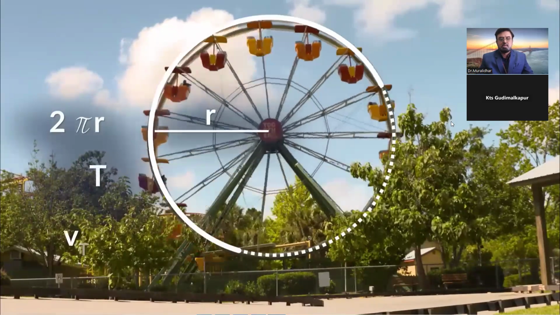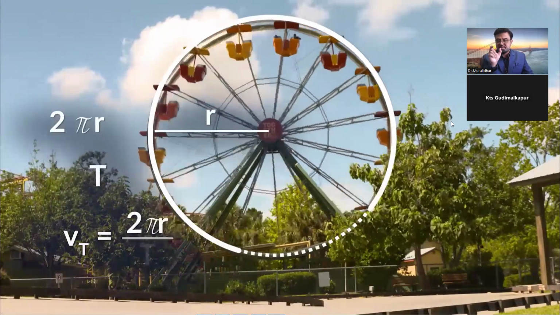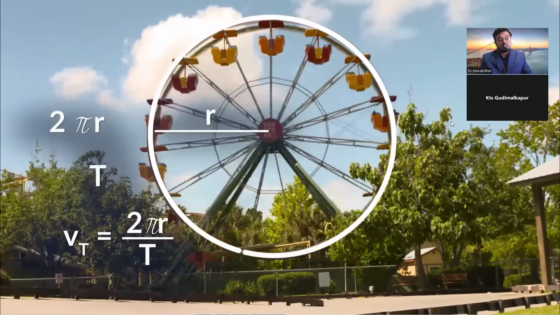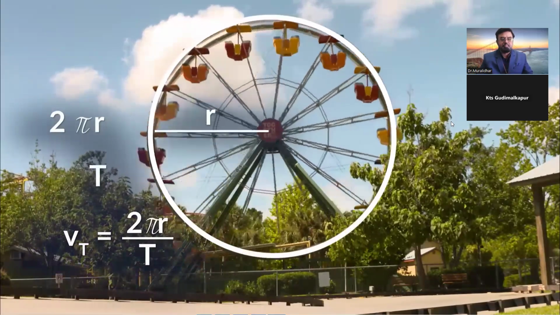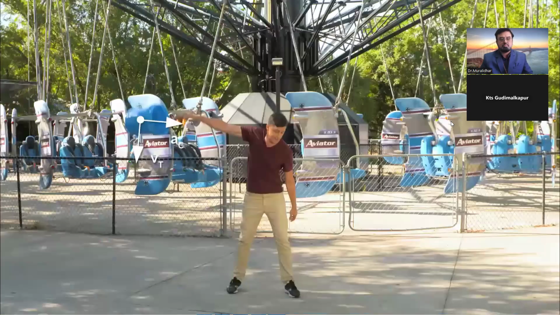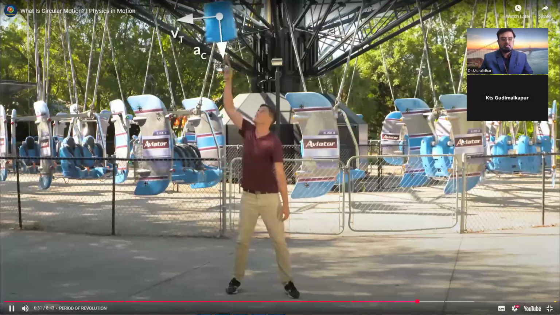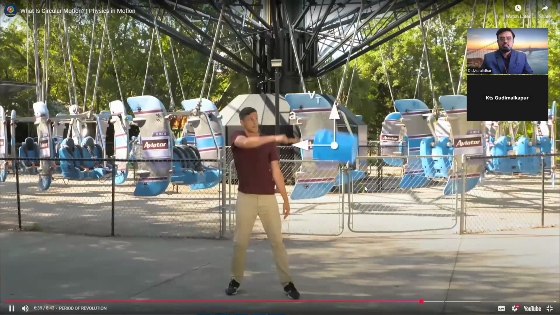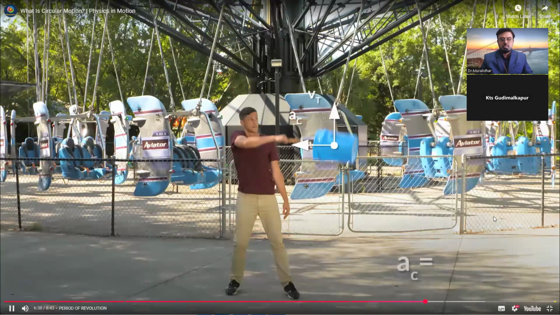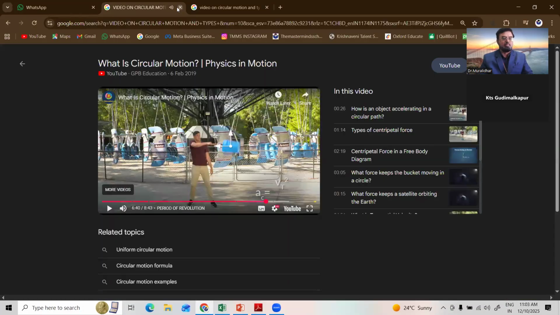The tangential velocity of an object traveling in a circle is the distance around the circumference divided by the time it takes to travel around the circle once, which is the period T. And remember, if an object is moving in uniform circular motion, it is accelerating because its direction is constantly changing. This is called centripetal acceleration. Centripetal acceleration is equal to the tangential velocity squared. So this will come in the next part, but we should know about what circular motion is.